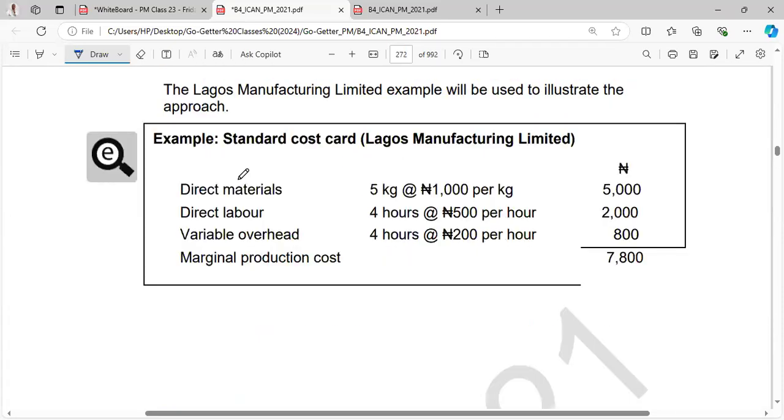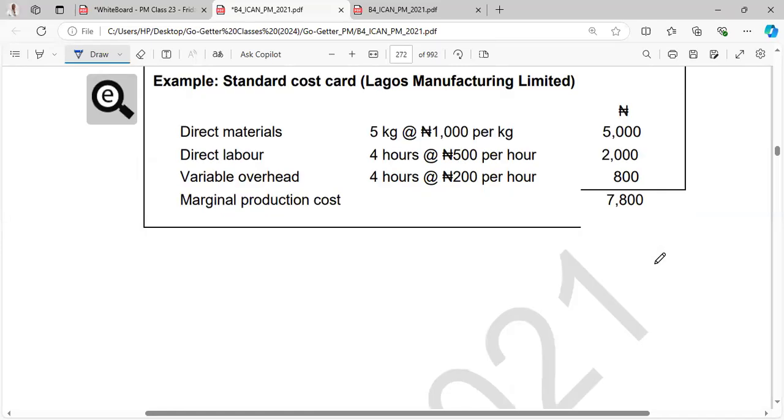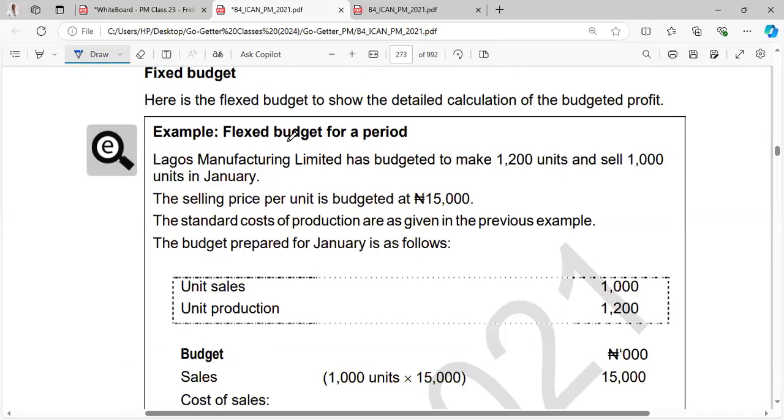All right, so look at it now. Direct materials we have 5,000. Direct labor 2,000. Variable overhead 800 as we got before. Our marginal cost of production is 7,800. Remember it was 10,200 before because of the fixed cost. So if that's the case, this is the flexed budget.